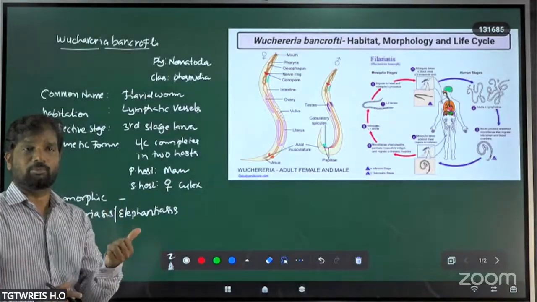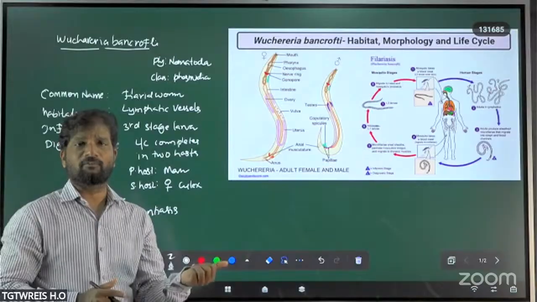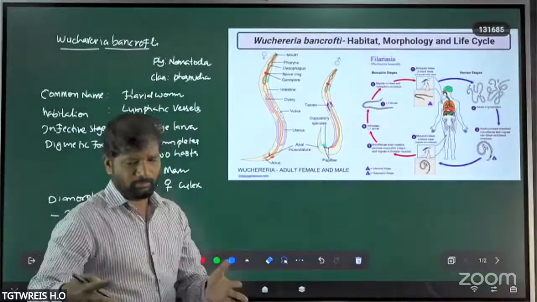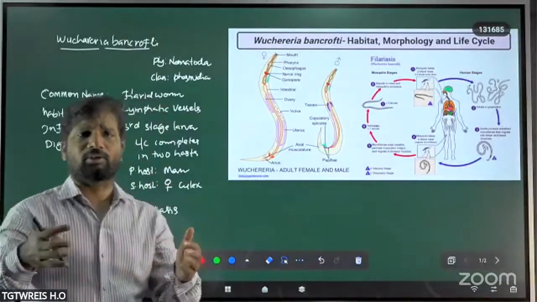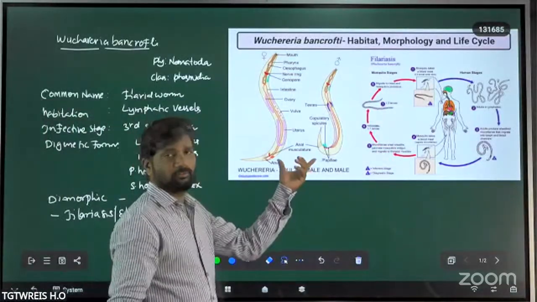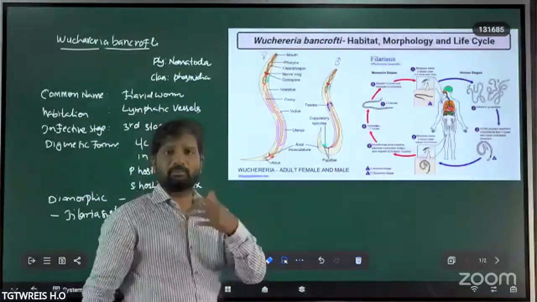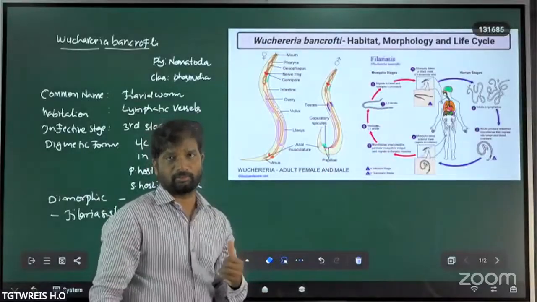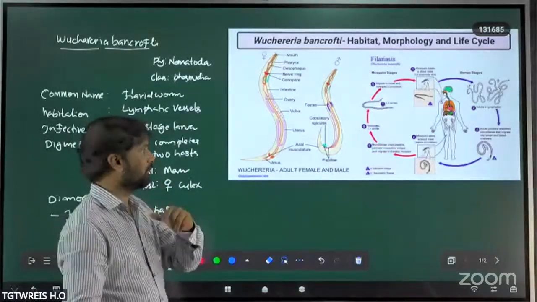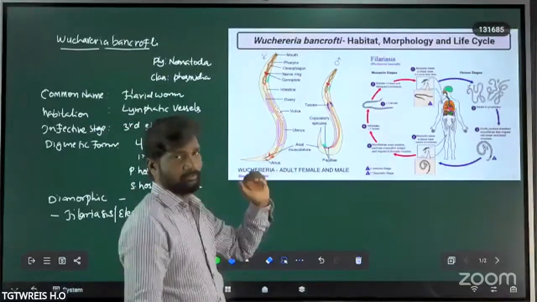That means it exhibits sexual characters. By the external characters we can identify the sex of the organisms. For example, we can discuss this dimorphic form in the structure of Wuchereria bancrofti. You can see this diagram. By the external characters, we can determine the sex of Wuchereria bancrofti organisms. For example, here is one organism, and here is another organism.